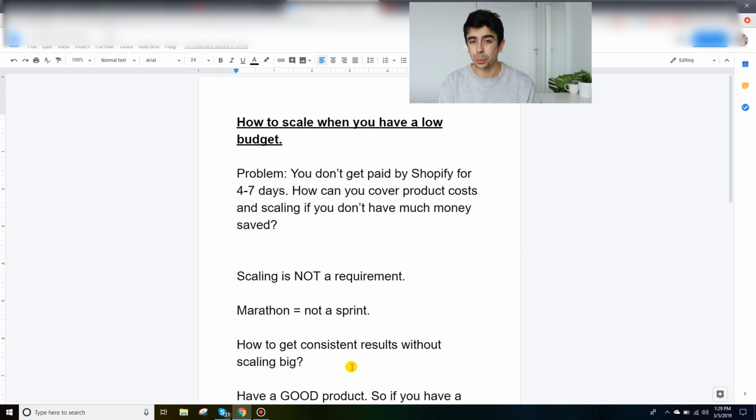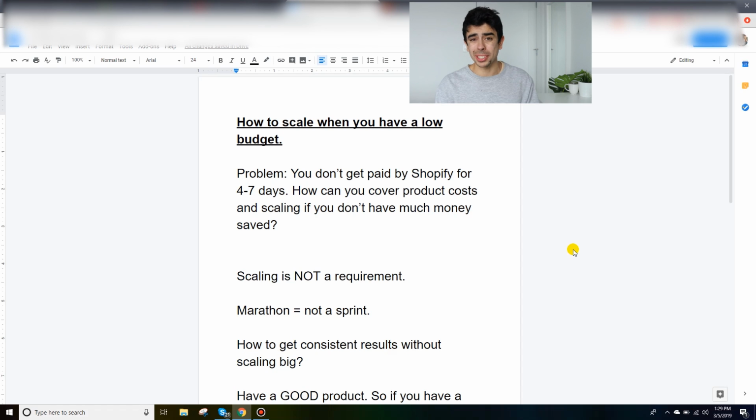to get consistent results without scaling big, is, trust me guys, especially those of you that are scaling or seeing success, there's nothing more stressful than scaling a super bad quality product really big. And the reason why I say that, guys, is because the customer service is a nightmare. And honestly, it just doesn't feel good inside to sell products like that people are just completely hating, and you're just kind of capitalizing on it.